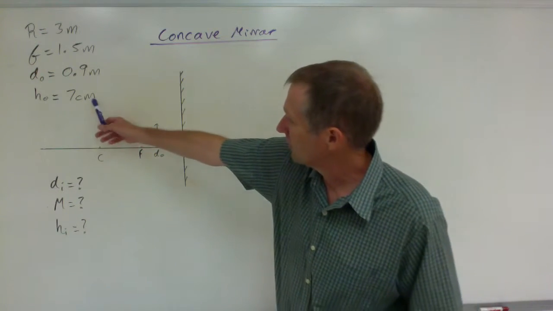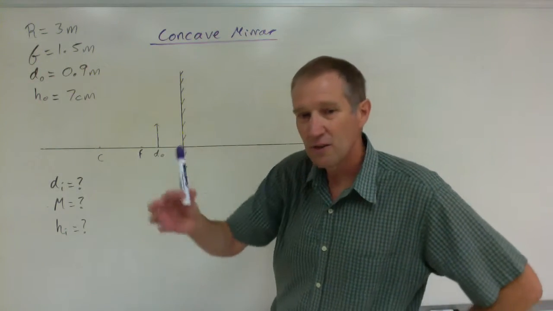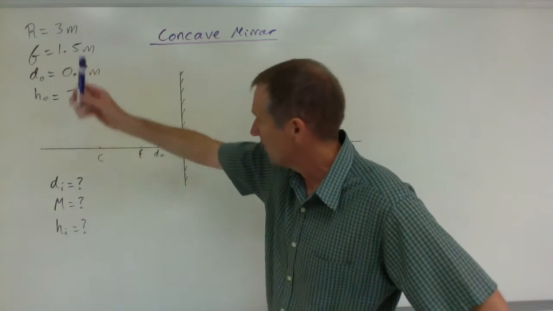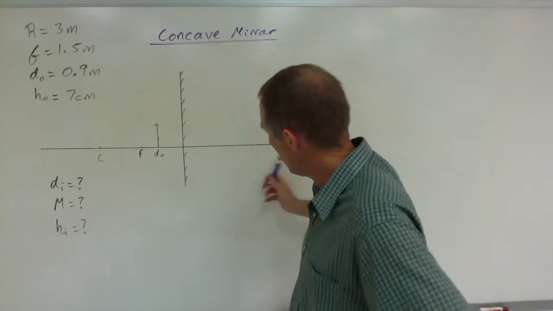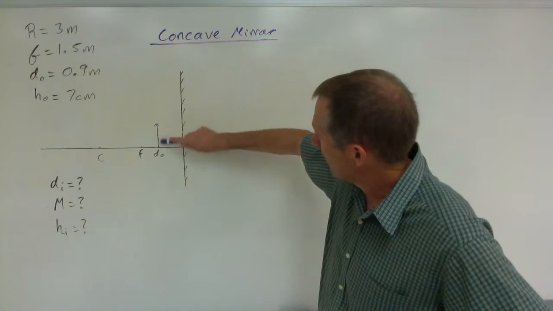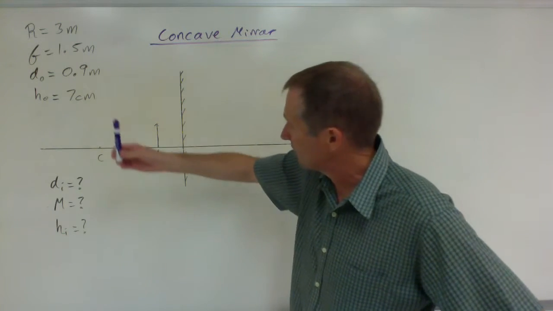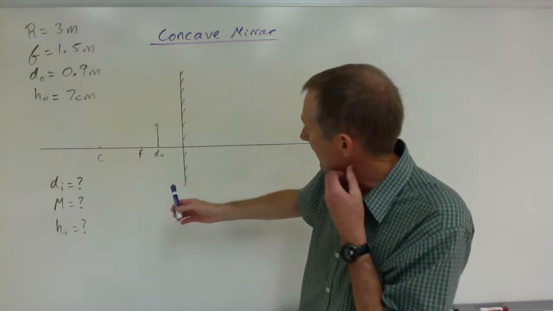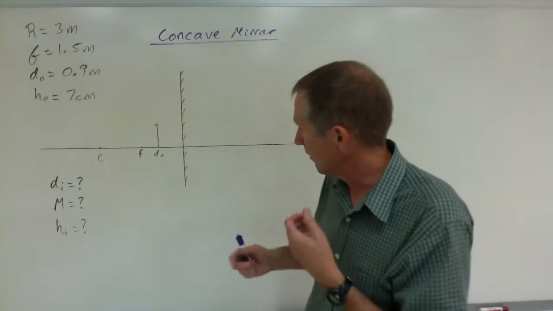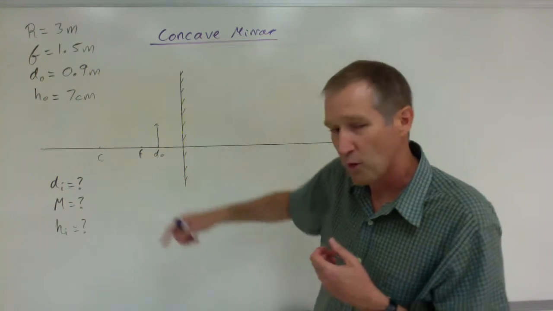Notice that I intentionally made the object height 7 centimeters just to point out that the heights can be in a different unit from all of the distances that are measured on the principal axis. So this arrow right here represents the object. We have some object that is 7 centimeters tall, and it is located 0.9 meters in front of the mirror. Notice that it is closer to the mirror than the focal point.